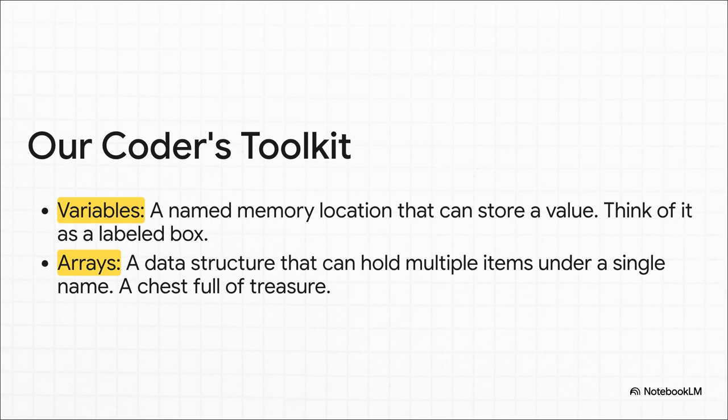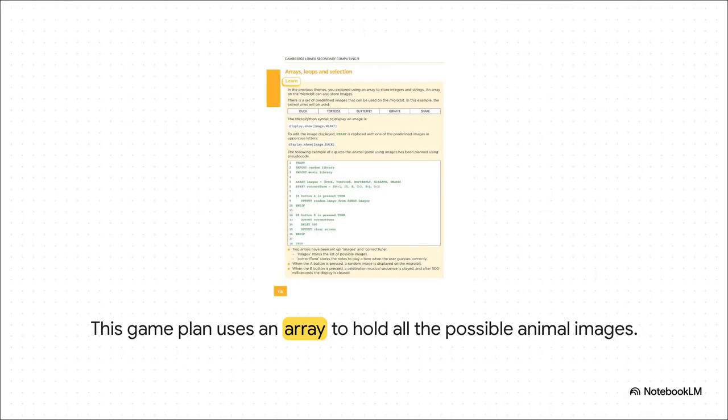You can put one piece of information in it, like the player's current score. And second, we have an array. This is more like a big treasure chest. You can stuff it full of all kinds of items, like all the different enemies or power-ups in a level. And this is a perfect example of that treasure chest, the array, in action.